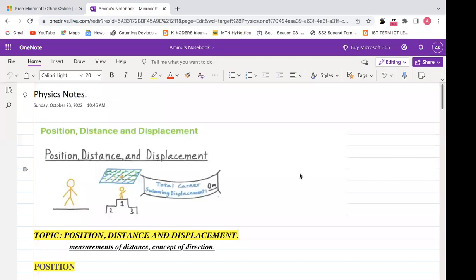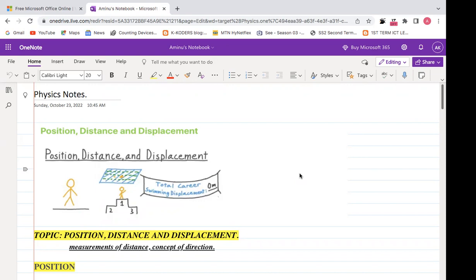All right, welcome to today's lesson. My name is Kabir. In our previous lesson, we discussed measurement and units, where we covered the major instruments used for measuring distance and length. So today we're going to discuss position, distance, and displacement.